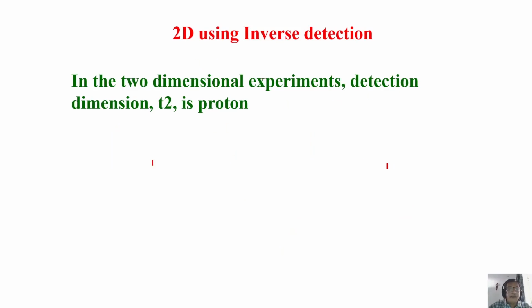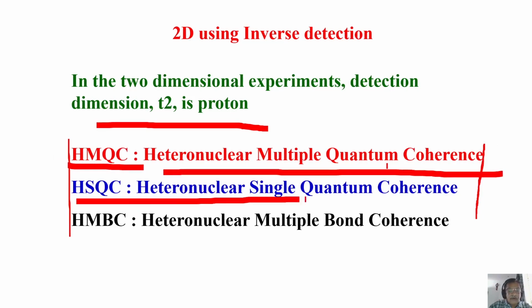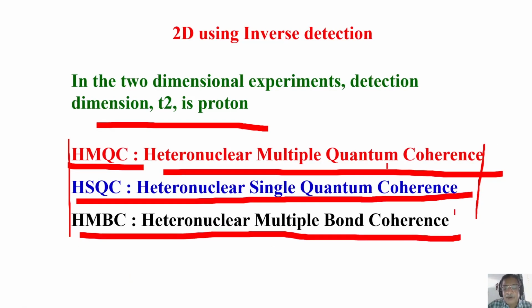In the two-dimensional experiment, the detection dimension is this proton, as I have been telling you. Now we have three classes of experiment which we can discuss here. One is HMQC, heteronuclear multiple quantum coherence; HSQC, heteronuclear single quantum coherence; and HMBC, heteronuclear multiple bond coherence. HMQC and HSQC are more or less similar and give similar information, except that there are some technical advantages of one over the other. Apart from that, the information content in both is the same. That is the important point you should remember.